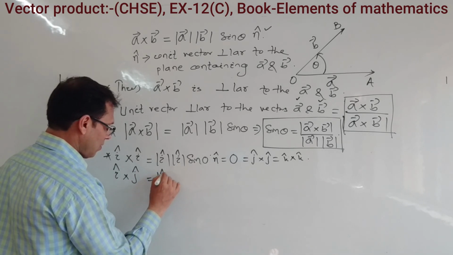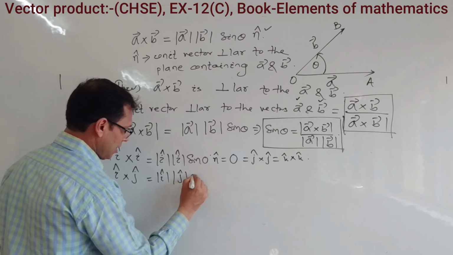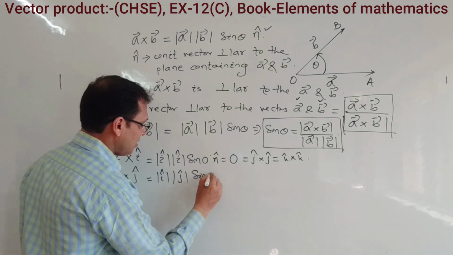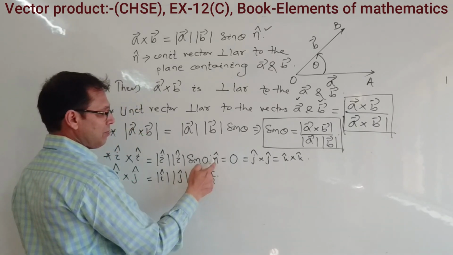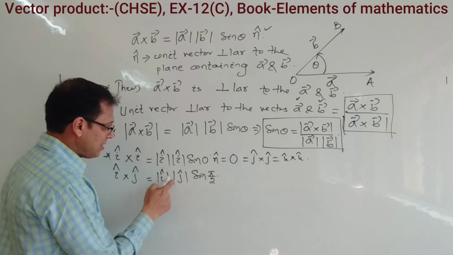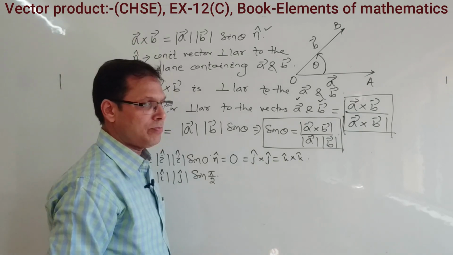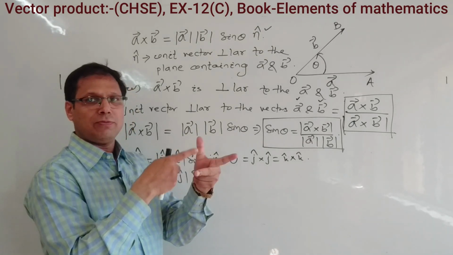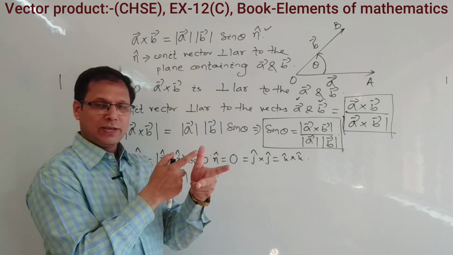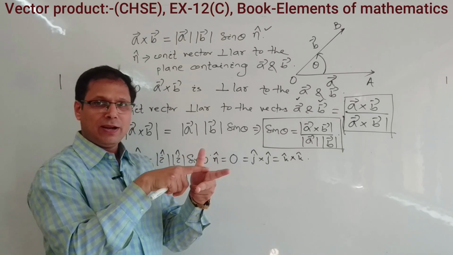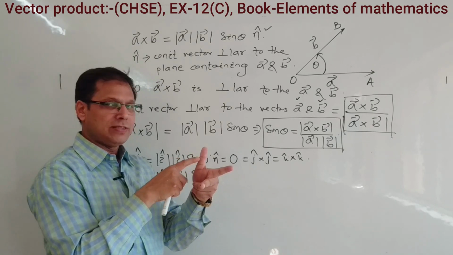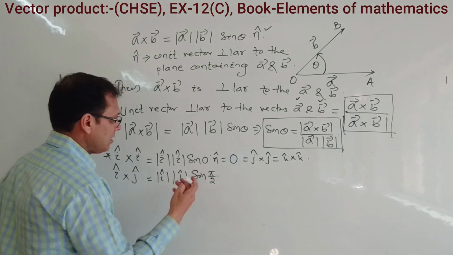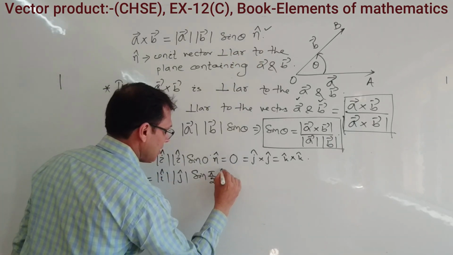Suppose you have to find i cross j. That means the magnitude of i cap, the magnitude of j cap, and the angle between i and j, which are mutually perpendicular. That's why it is 90 degrees, so sine 90, sine pi by 2, into n cap. n cap is the unit vector perpendicular to i and j. Suppose this one is the i cap, this one is the j cap, and this one is the k cap. That is, k cap is perpendicular to i cap and j cap. That's why k cap is the unit vector perpendicular to both i cap and j cap, so in place of n cap you can write k cap.